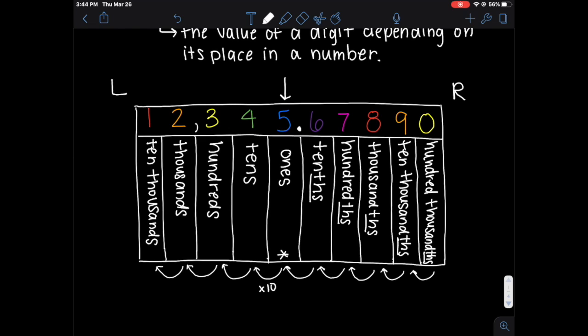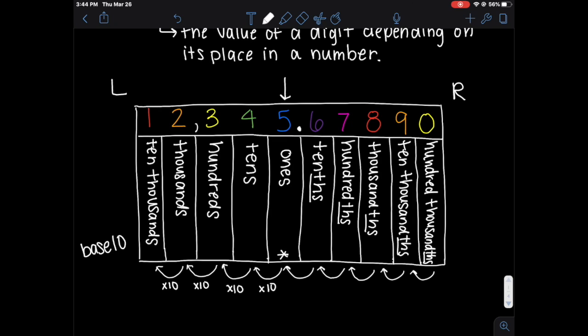Okay, if I'm going from the tens to the hundreds, again, I'm multiplying by 10. If I'm going from hundreds to thousands, I multiply by 10. If I'm going from thousands to 10,000s, I multiply by 10. You see the pattern here as we keep multiplying by 10. Our number system is called a base 10 number system, and it's because of this place value. We're constantly multiplying or dividing by 10.